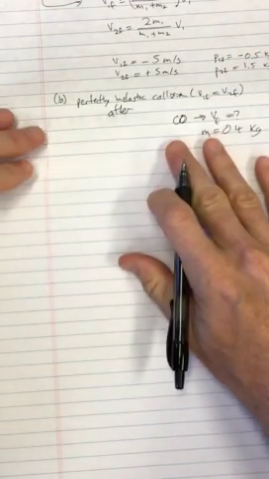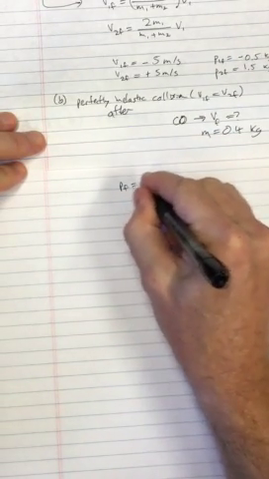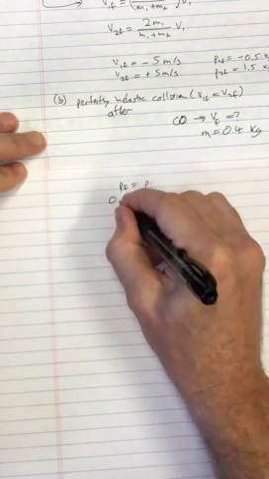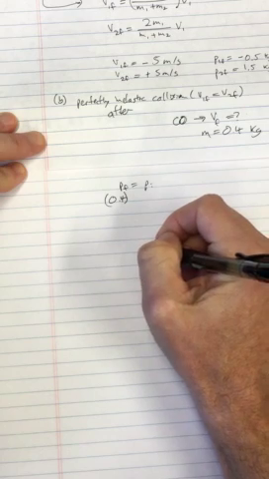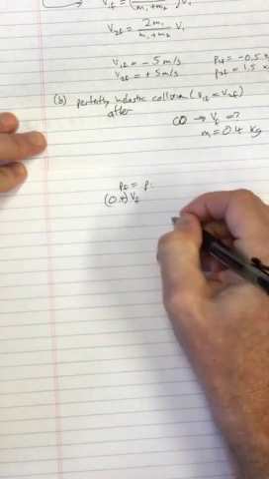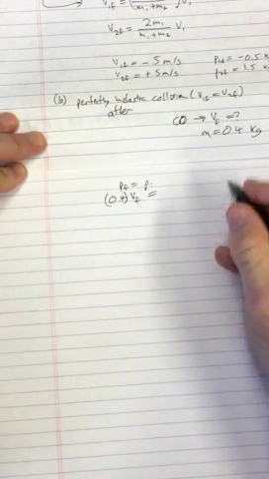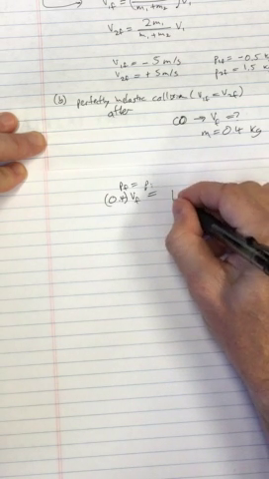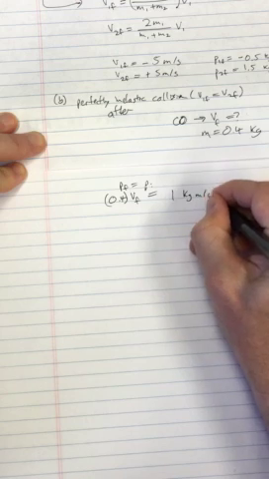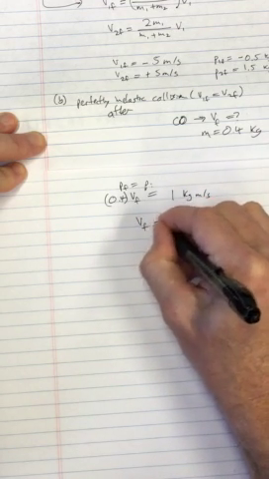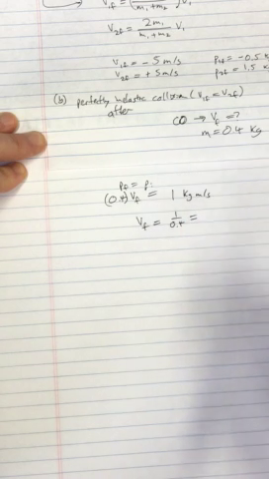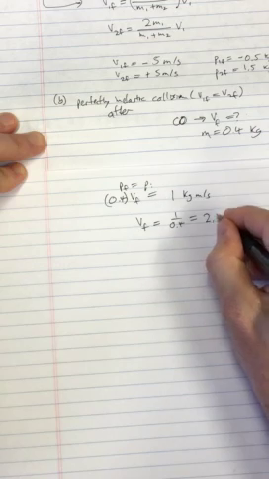And so we have p final equals p initial. p final is 0.4, the two balls stuck together, times v final. That's what we're looking for. And p initial, we already figured out from part A, is just 1 kilogram meter per second. So v final in this case is 1 divided by 0.4 kilograms, which is 2.5 meters per second.